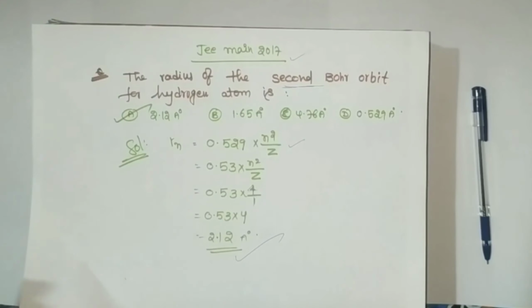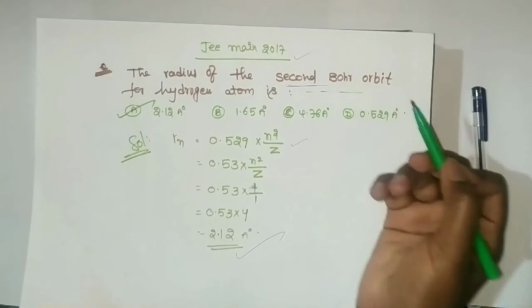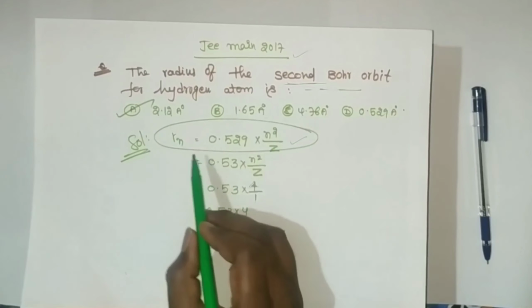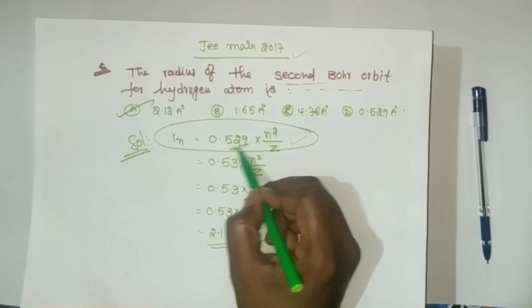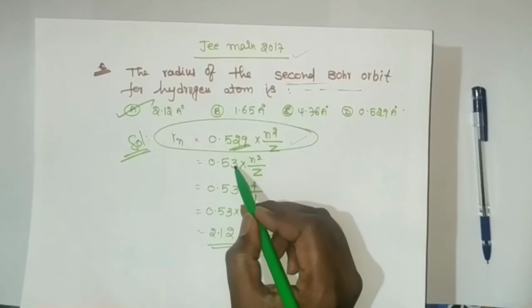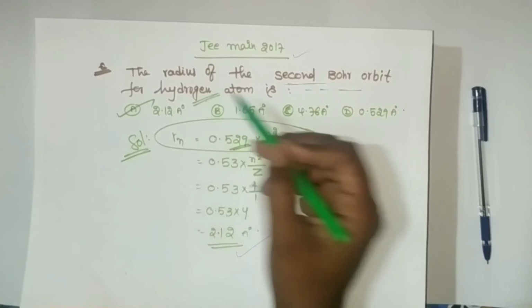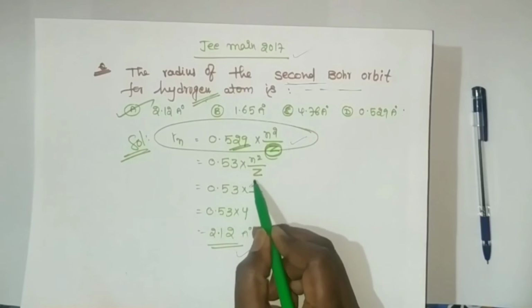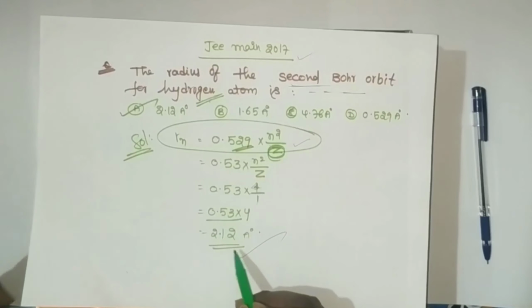This is a question asked in JEE Main 2017, that is the radius of the second Bohr orbit for the hydrogen atom is. In the question they gave some values also, I didn't write them here. So this is the question, 4 options they gave. So the formula we know, radius of nth orbit is equal to 0.529 into n square upon z. So we can take 0.529 as a round figure, 0.53. So 0.53 into n square upon z. Here z is nothing but the atomic number of hydrogen, right? So 1. So we can take 0.53 into 4 upon 1. So 4 upon 1, 4 only. So 0.53 into 4, that is nothing but 2.12 angstroms.